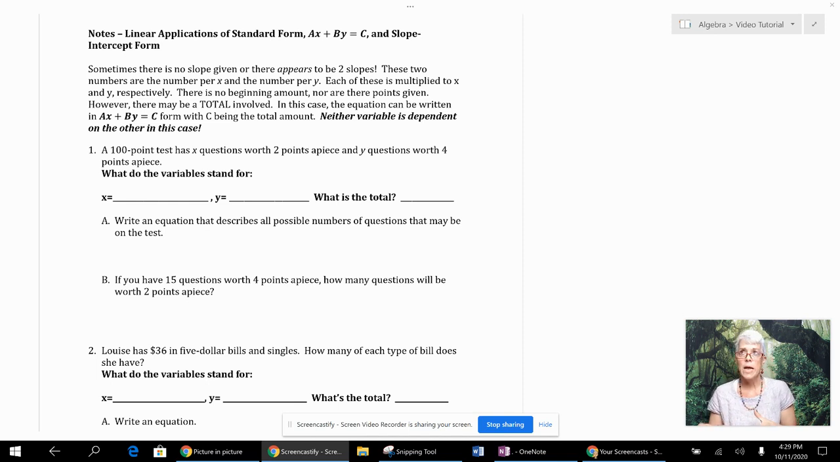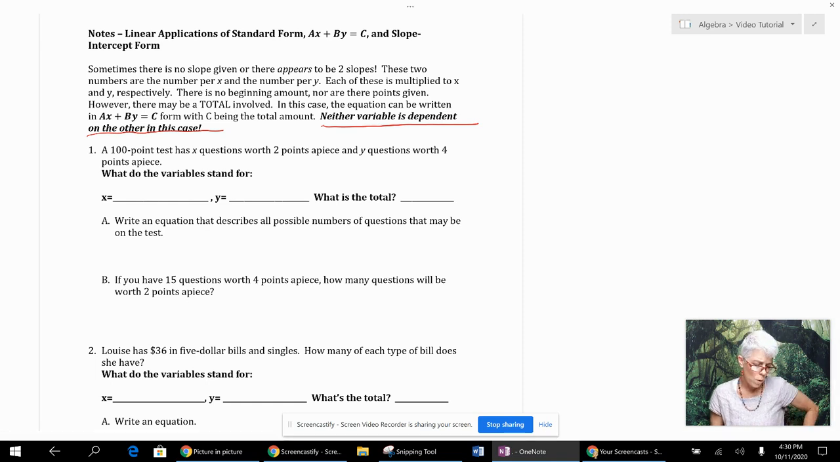We can create this standard form when we're given a total. And then once we have a total, there are things we can do with the information we have to learn other things. So without further ado, let's just go ahead and plow through this. Again, I want to emphasize that neither variable is dependent on the other, which is kind of new because all we've been talking about is y dependent on x.